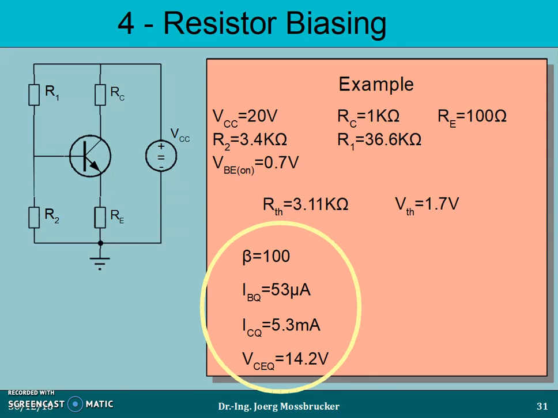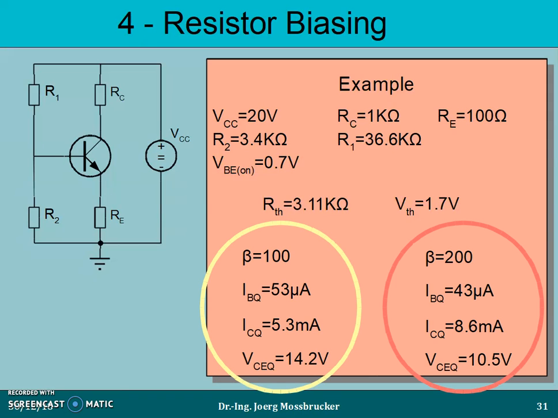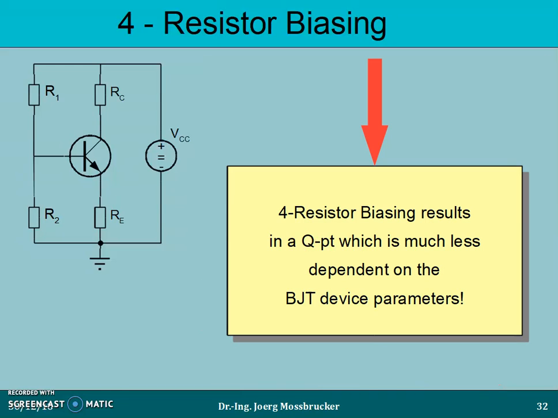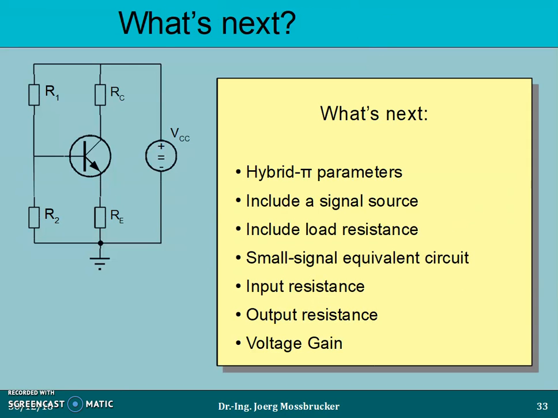So if we now compare those two, we see that while the Q point changes with the device parameter, it does not do that by much anymore. So the 4-resistor biasing results in a Q point which is much less dependent on the BJT device parameters.